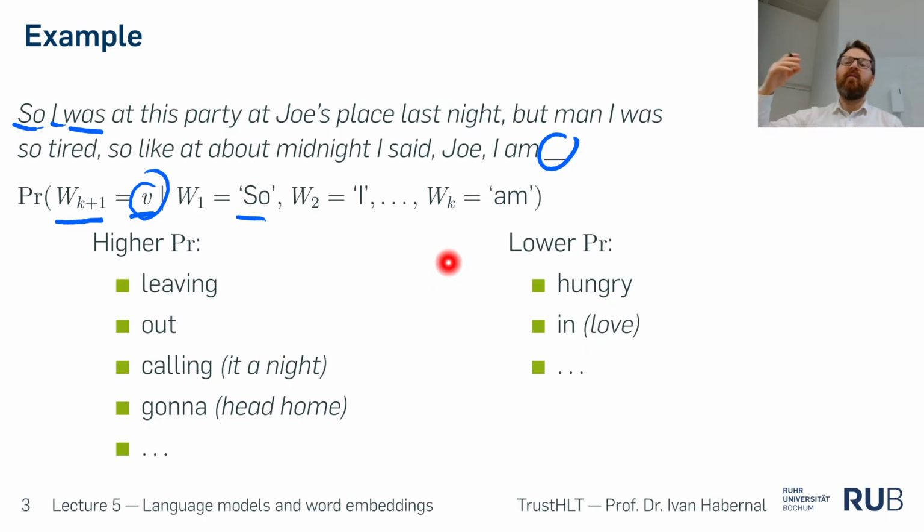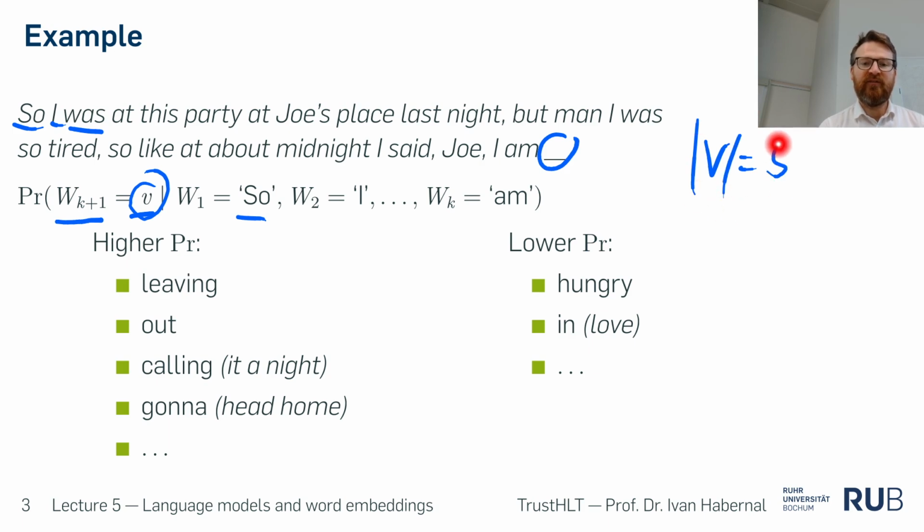Or the probability of assigning the probability to each word of the vocabulary. So basically we have a vocabulary of some size, let's say, I don't know, 50K. And for each word of this vocabulary, we're asking, what is the probability of picking this word after seeing all these previous ones? And of course, naively, we would say the higher probability would be for words like, oh, I'm leaving, I'm out, I'm calling it a night, I'm gonna head home.